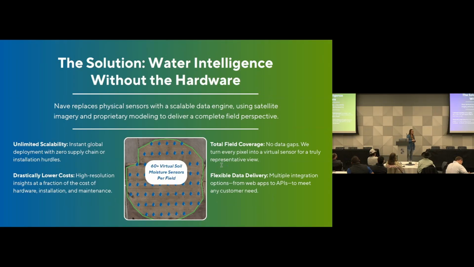So you can really think of what we're doing at NAVE as having a sensor for every pixel across that field boundary. Being able to use the satellite data, we can scale this tool across many more acres. You don't have to actually go out and physically put anything in the field. Satellite data is also significantly more cost effective than hardware. And you're also getting a picture of the entire field, not just the individual places where we have sensors.